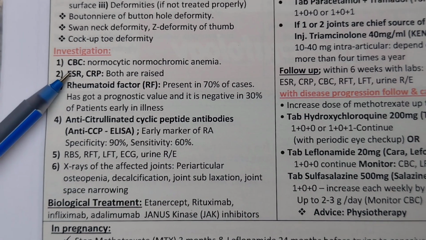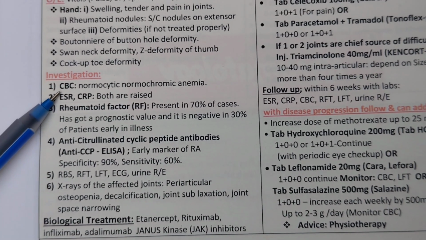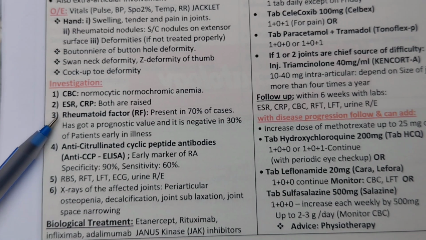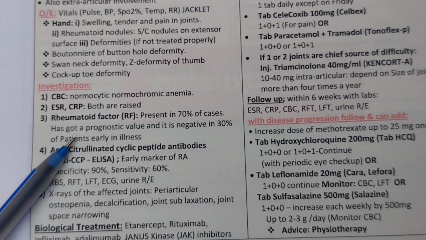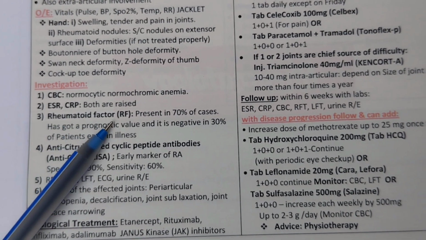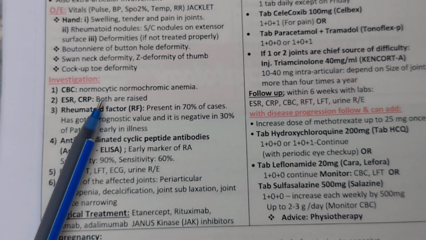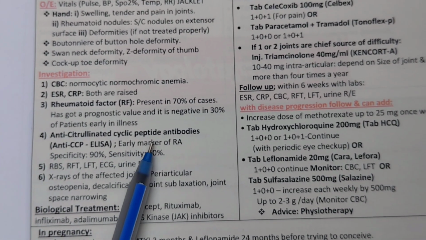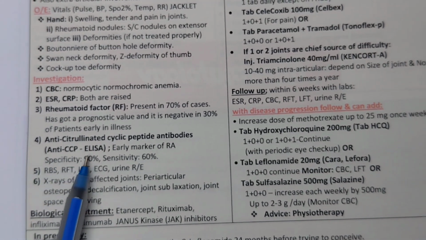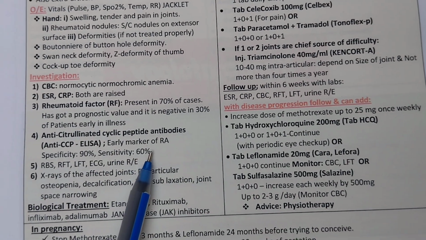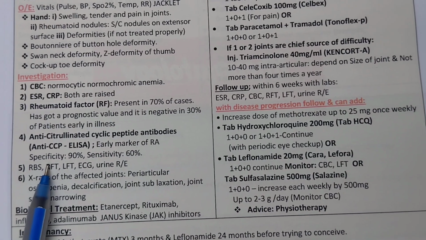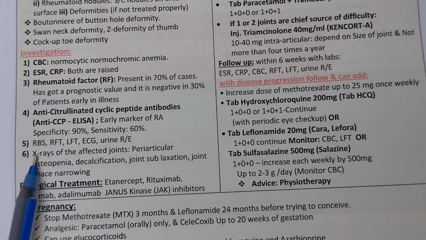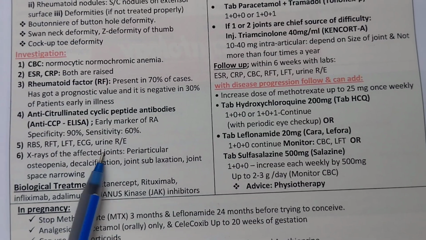Investigations: we will do CBC, which is complete blood count. A patient with autoimmune disease will have normocytic normochromic anemia. We will also do ESR and CRP, which are acute phase reactants; both will be raised. Then we do rheumatoid factor, which is positive in many rheumatoid arthritis patients. Then we do the anti-citrullinated cyclic peptide antibody, anti-CCP, which is a diagnostic test for rheumatoid arthritis, with specificity of 90% and sensitivity of 60%. We will also do BSR, RFTs, LFTs, ECG, urine routine examination and X-ray of the affected joint.